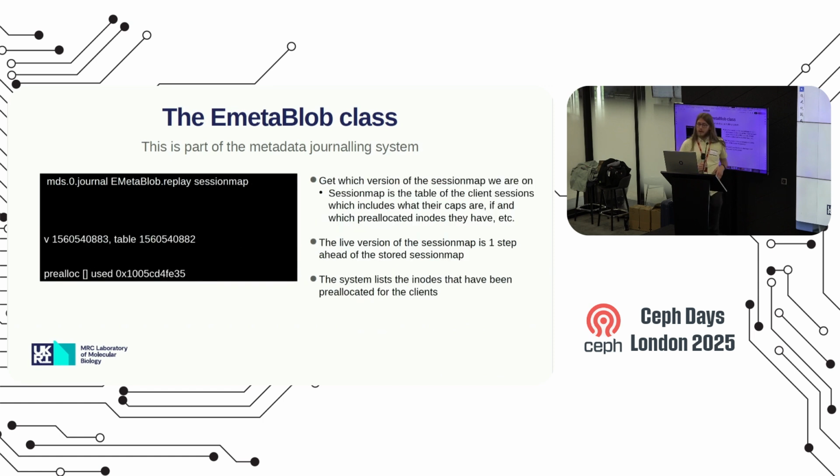So they're the same, and that's all equal. After this inode table, we then look at the session map, where this session map is going to be a list of all the client sessions we have. So that's going to list all the file capabilities the clients have, what state they're in, whether or not they've got any pre-allocated inodes, that sort of thing. So the live session map in the journal is one value ahead of the actual stored value. So the journal's got the next version of the session map in it. And finally, we've also got the section which just lists all the pre-allocated inodes by the clients.